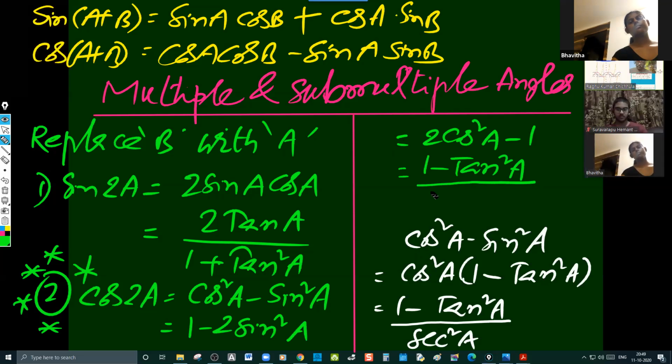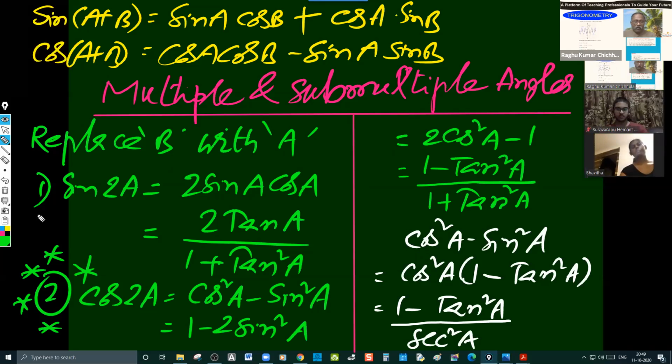Why am I insisting on this formula? The reason is, I hope you understand that, Maurya, this part.